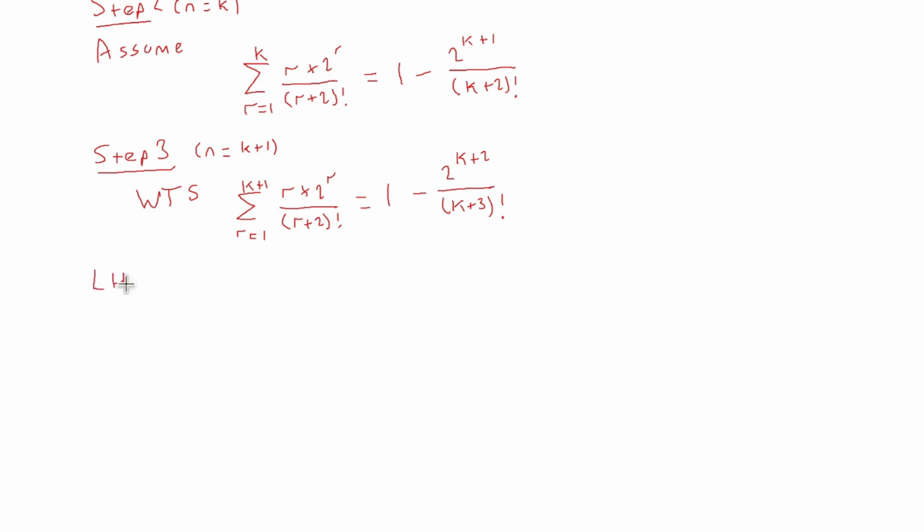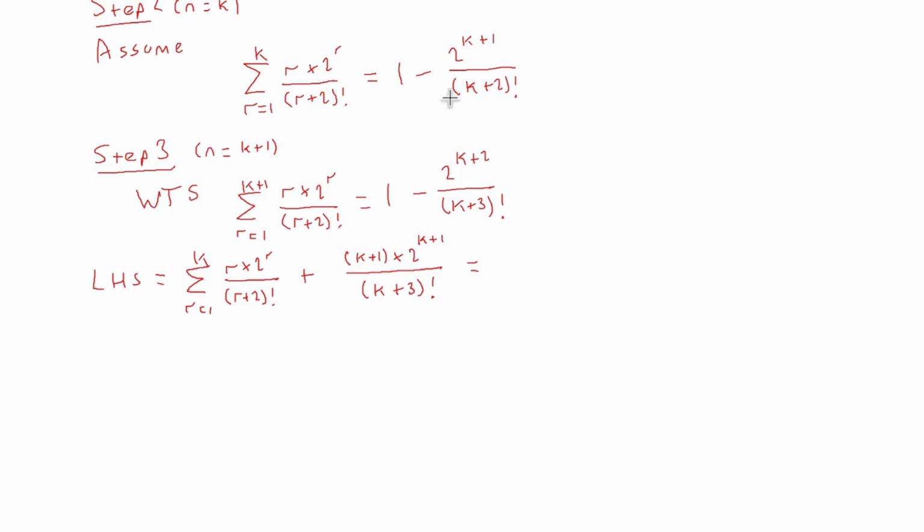So I'm going to start with the left-hand side of that. And I'm going to break that sum up into the sum of the first k parts plus the k plus 1th term. So substituting k plus 1 into this, I get (k plus 1) times 2 to the power of k plus 1 over (k plus 3) factorial.